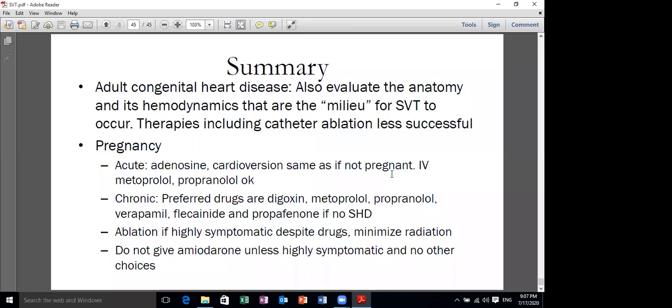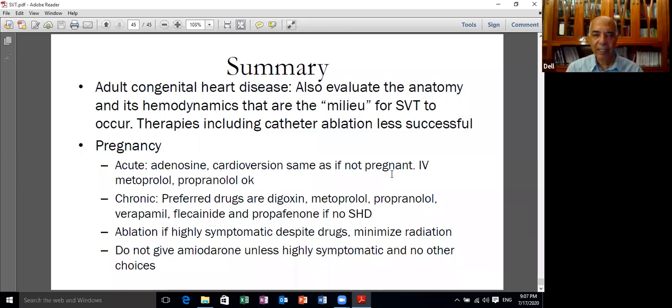ارسم اي سي جي 12 ليد الكتروكارديوجرام هتشوف البي ويف موجودة فين. مسافة بينها وبين البيتنج بتاع الكيو ار اس اكتر من 70 يبقى انت في الغالب ديلينج ويز اي في ري انتري تاكيكارديا في اكسسوري باثوي. العيان ده التريتمنت اوف تشويس بتاعته هو ايبيوتولايد او بروكينامايد. دول مش موجودين في مصر.